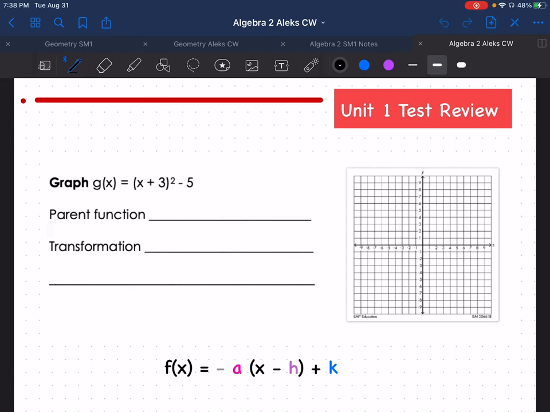Today's lesson is your review for your Unit 1 test. One of the first couple of questions that you're going to see on your test is going to ask you to graph a given function, give me its parent function, and tell me about the transformation. When you go to graph it, please make sure that you graph the parent function. Since this one has a square right here, this one is the quadratic.